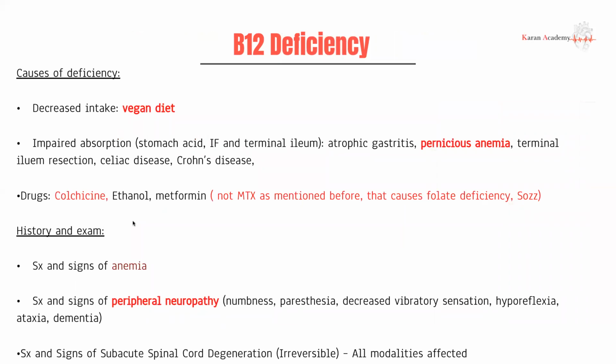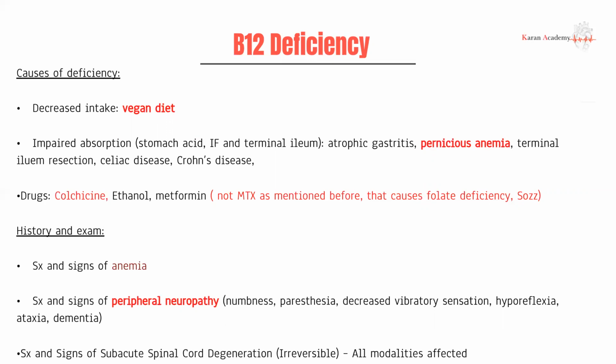B12 deficiency is most commonly due to issues with intake. It's almost always issues with intake. You don't really have excessive levels of B12 consumption. The big one is going to be a vegan diet. As I mentioned earlier, B12 is very commonly found in meats, and therefore people with the vegan diet are at a higher risk for B12 deficiency.